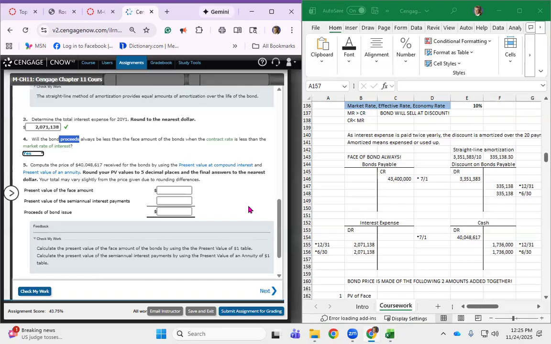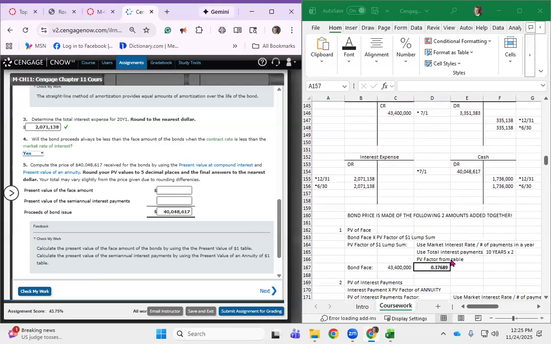Okay. So we're going to compute the price. So put the price that you've got right here in the proceeds of the bond issue entry. Did you hear me, Monty? Mm-hmm. Okay. All right. Well, if you want to watch the video later, that's fine. 40,048,617. That is the bond price.